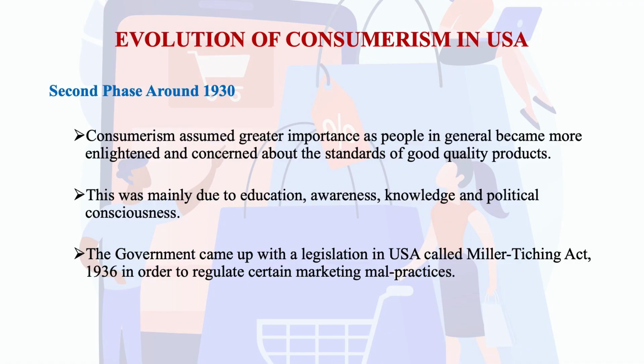Then the United States government also came with a legislation called the Miller-Tydings Act in the 1930s in order to regulate certain marketing malpractices. So this is the first consumer protection legislation.